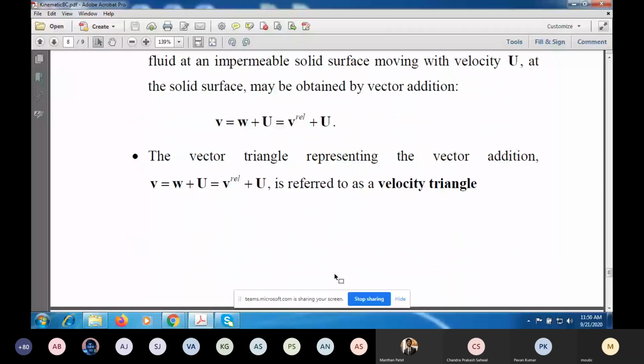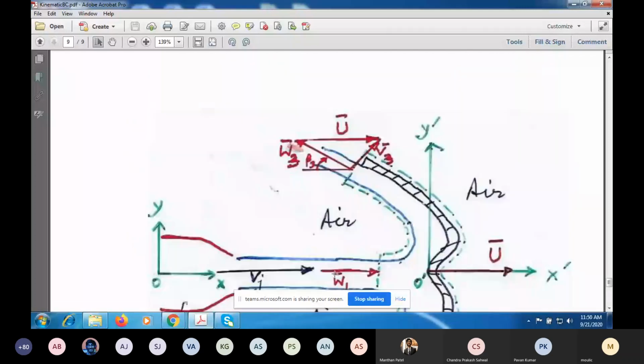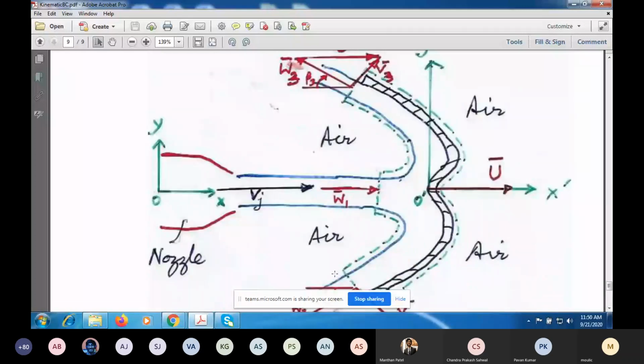Now let us see why we are doing all this. So let us look again at the model of a Pelton turbine, which is a symmetric curved bucket which is translating in the x direction. So here you have a nozzle which is directing a jet of water. You have air above, air below. So this blue line is the interface between the air and the water. Vj is the jet velocity relative to this fixed coordinate system xy.